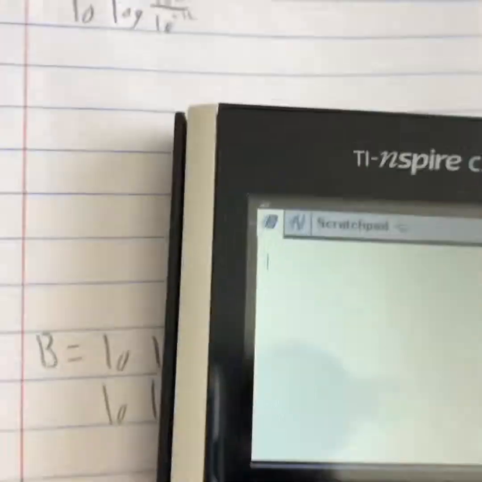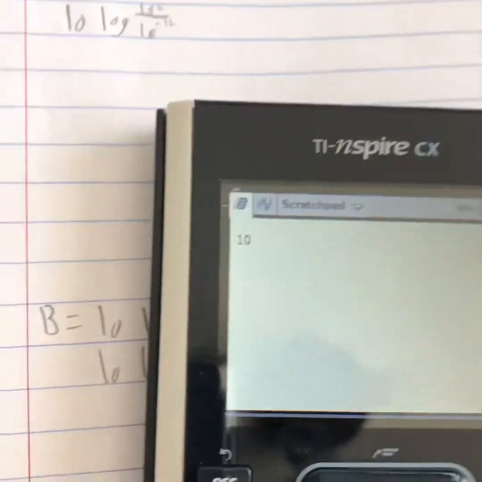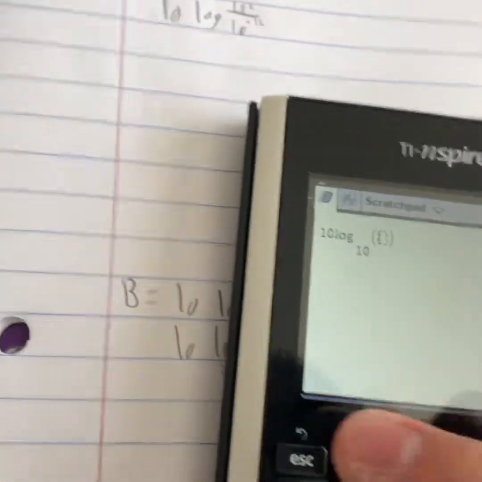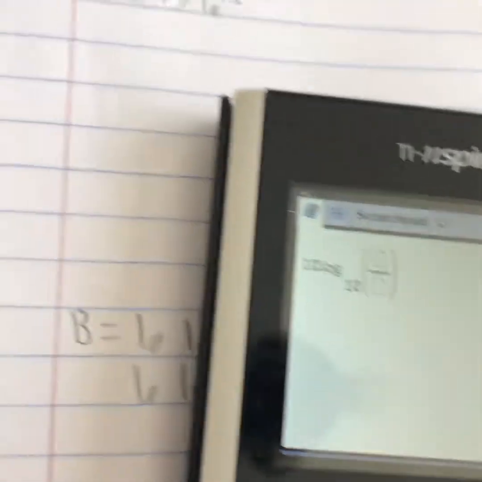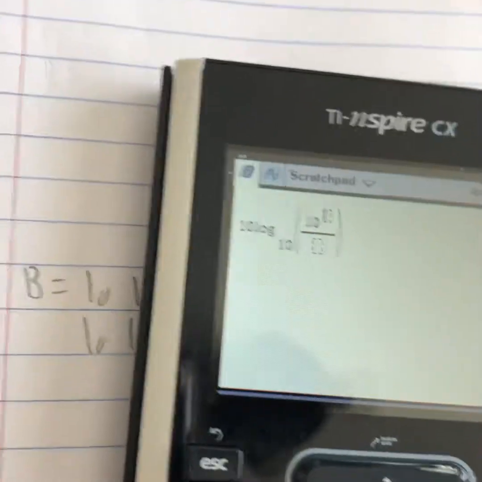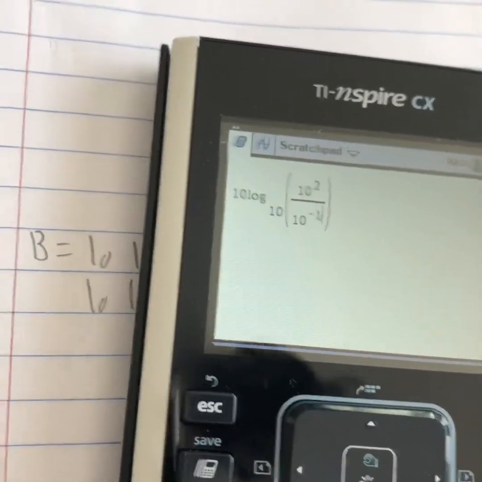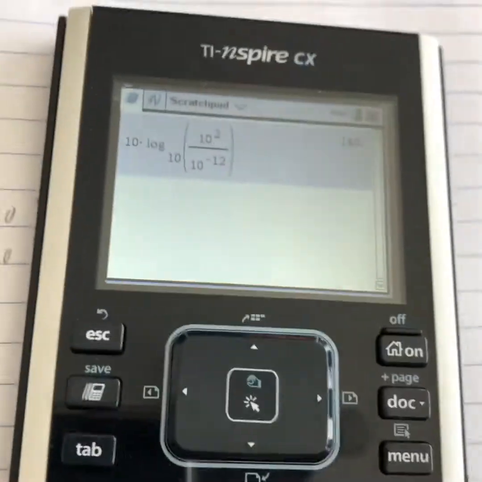We will get, so 10 log with a base of 10, and then 10 squared over 10 to the negative 12 should give us 140. So our answer is 140 decibels.